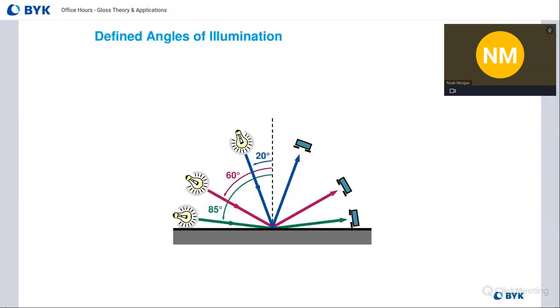On top of this, I talked a little bit about the angles of illumination. In the standards for international gloss measurement, we have 20 degrees, 60 degrees, and 85 degrees. And each of these light sources has a corresponding sensor that is at the same opposite angle as the illuminant.